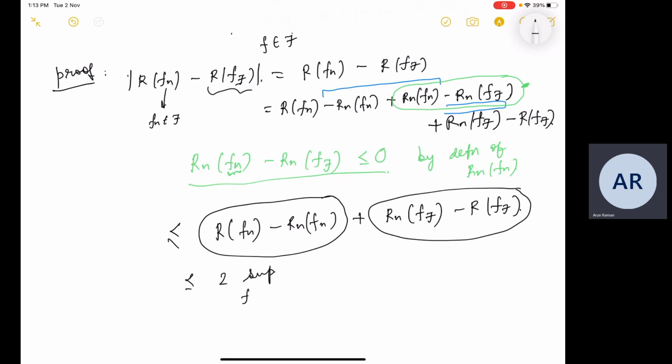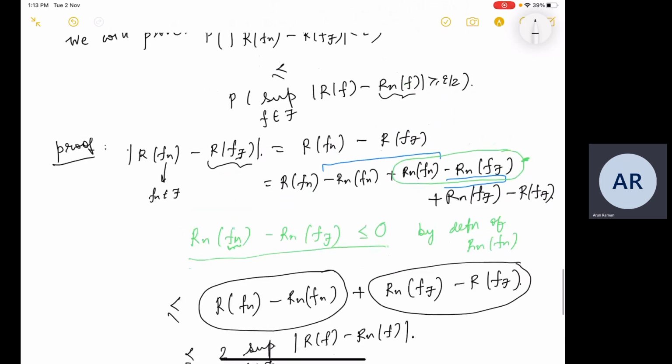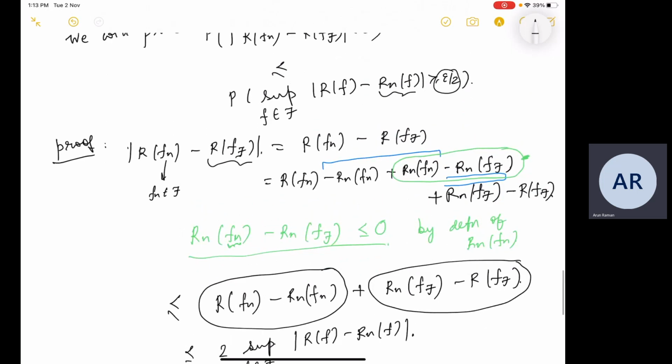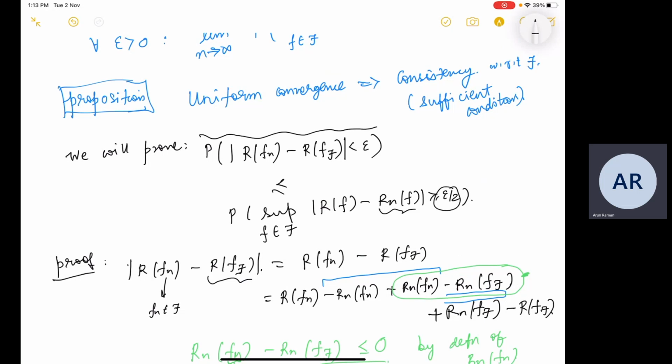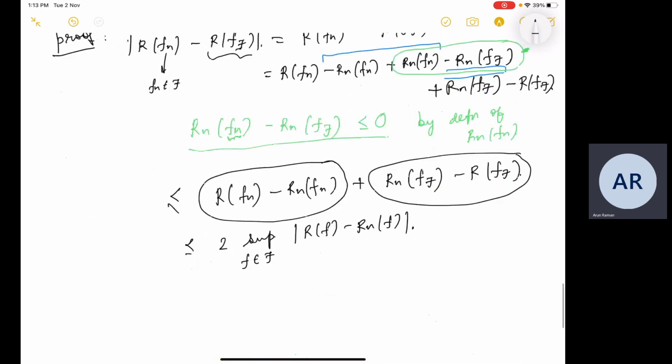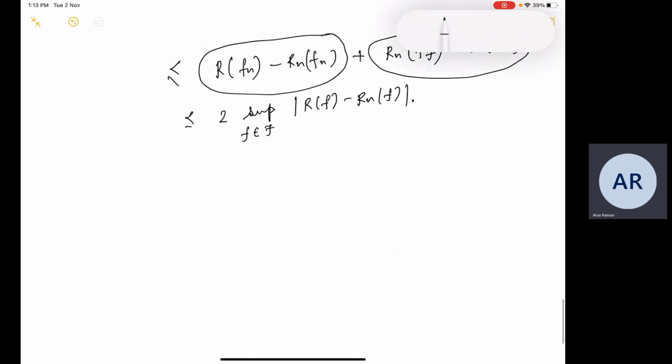This can be bounded by taking the worst case analysis, so we take the supremum, and by this observation we have an epsilon by 2 on the right hand side. Therefore, if we have uniform convergence, then the algorithm which uses empirical risk minimization is consistent with respect to F. So uniform convergence is a sufficient condition, but in fact a remarkable result is that it is a necessary condition as well.